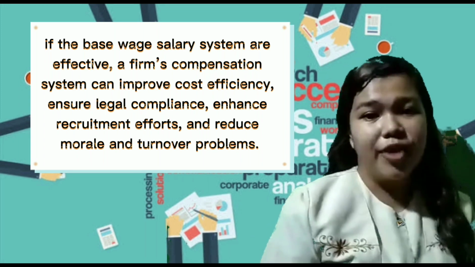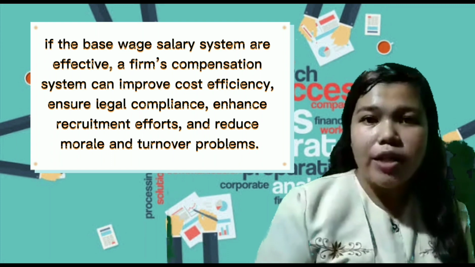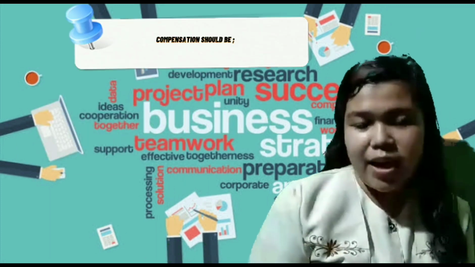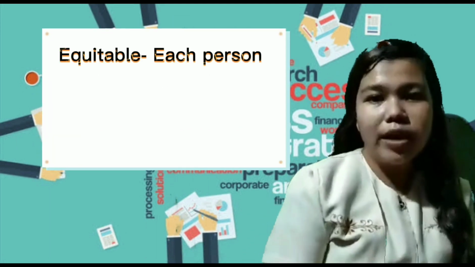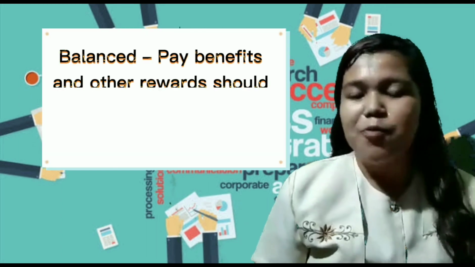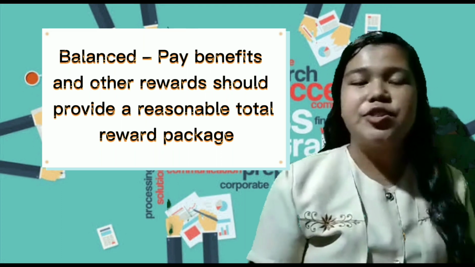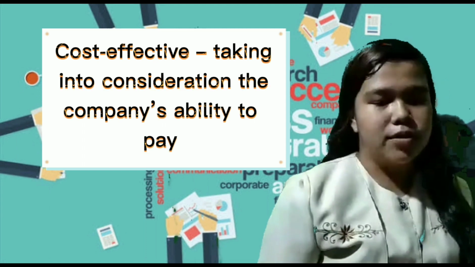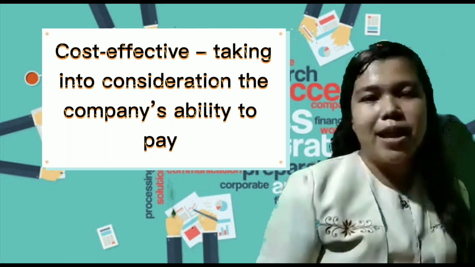The system that creates rewards that are equitable to the employer and employee is called the objective of compensation. So, compensation should be adequate, adequate to meet the needs of the employee. Equitable: each person should be paid fairly. Balanced: pay, benefits, and other rewards should provide a reasonable total reward package. Number 4 is cost effective, taking into consideration the company's ability to pay.